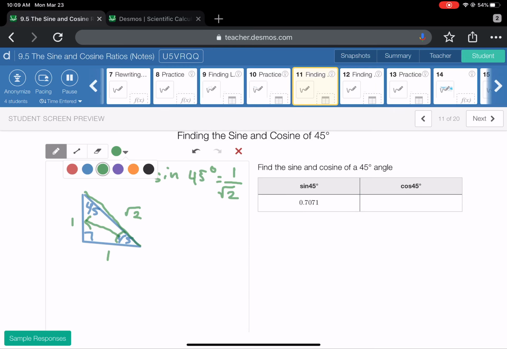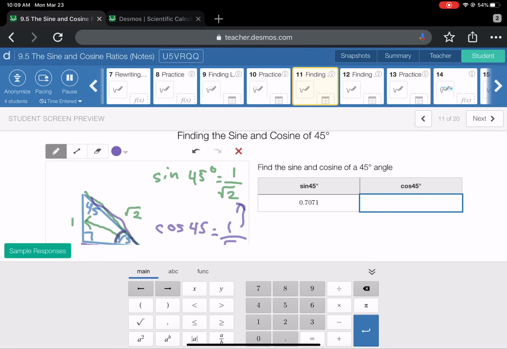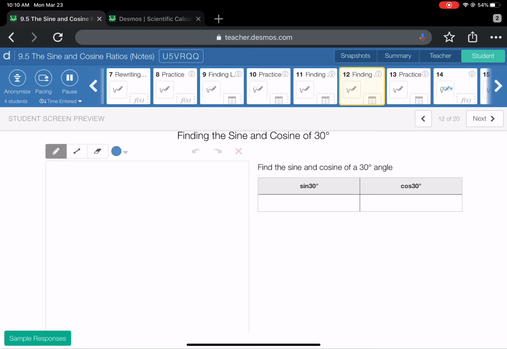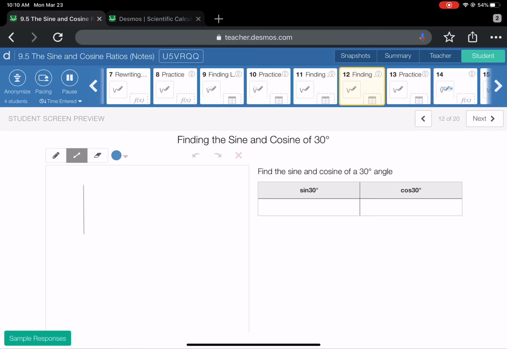And if we're trying to find the cosine of 45, let's say this angle again, cosine is adjacent, which is 1, over square root of 2, which is the same thing. So then these two values are going to be the same, 0.7071. Now it's going to be different when we're trying to find the sine and cosine of 30 degrees, right? Because the sine and cosine of 30 degrees are different. So it's going to give us a different value, not the same.